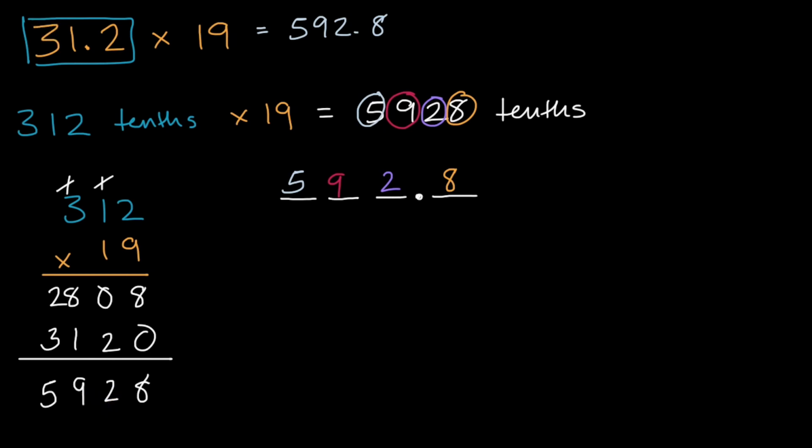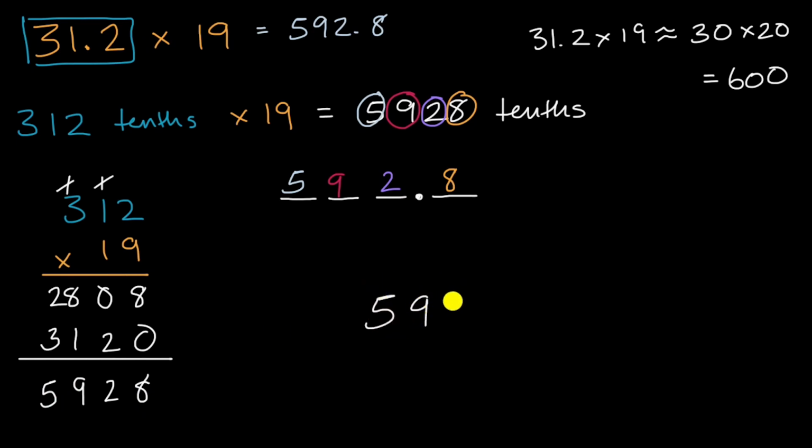You could say, hey, 31.2 times 19, if I try to estimate these with numbers that are easy to multiply, that's going to be roughly equal to 30 times 20, which is equal to 600. So that tells me that my product here should be roughly equal to 600. And so where would I put the decimal for it to be roughly equal to 600? I know the answer has the digits 5, 9, 2, 8.